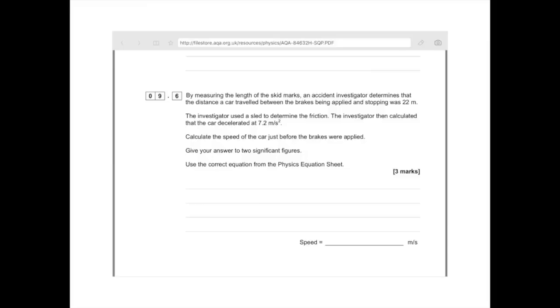Okay, so this is SUVAT. So we're using this equation, which is v squared equals u squared plus 2as. And now it's just a matter of identifying what everything is. So the distance here is s. The acceleration is minus 7.2, so that's a. We're looking at the speed of the car just before the brakes were applied, so we're looking for the initial speed, which is u. So that's a question mark.